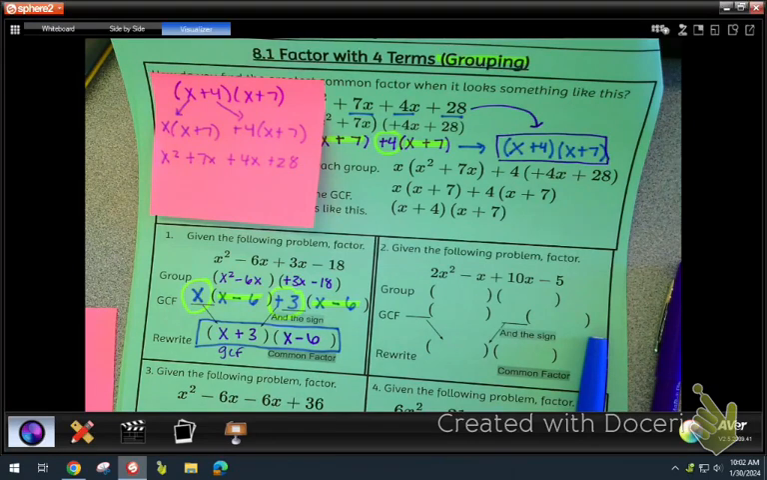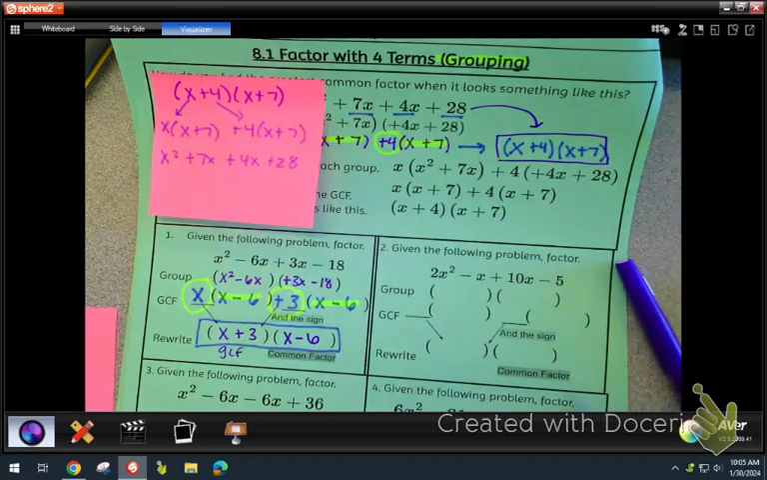Okay? So that's the process. You group it, you work one GCF problem, you work the other, and then you put it together. Okay? The first group will always have an X to take out. The second group will only be a number. Okay? I want you to try number 2. Try number 2. Here we go.